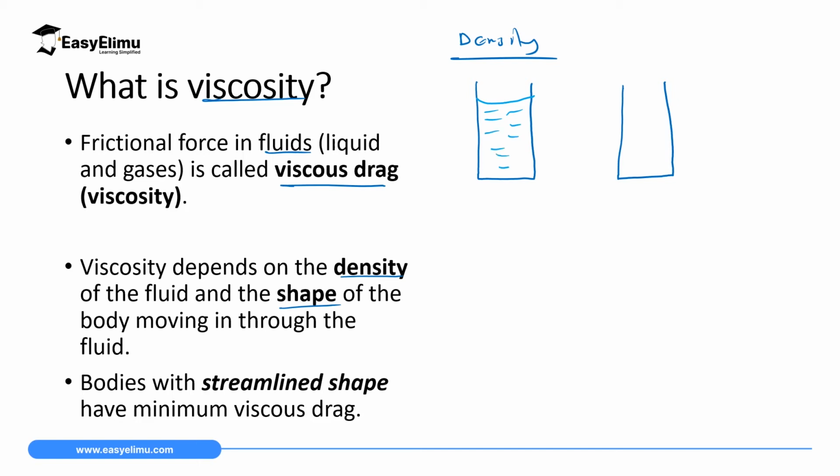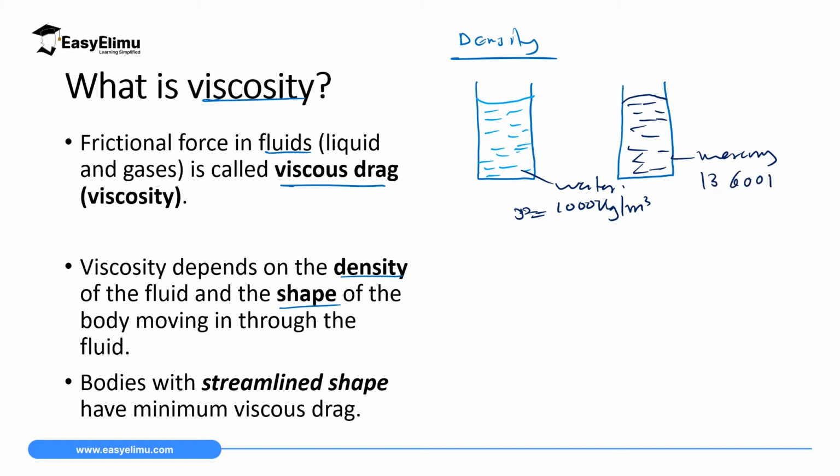We have water like that. And then in the second beaker, we have mercury. It's mercury. And then this is water. Remember, when we were discussing density in the previous topic, we said the density of water is 1000 kilogram per cubic meter. That is density of water. And then when we were discussing the same density, we said density of mercury is 13,600 kilograms per cubic meter. So we are going to realize mercury is more dense than water.